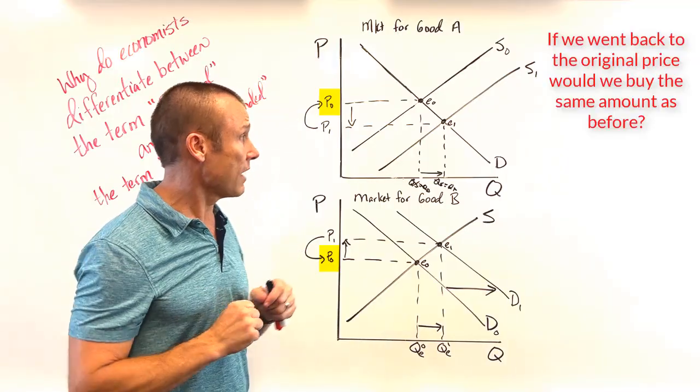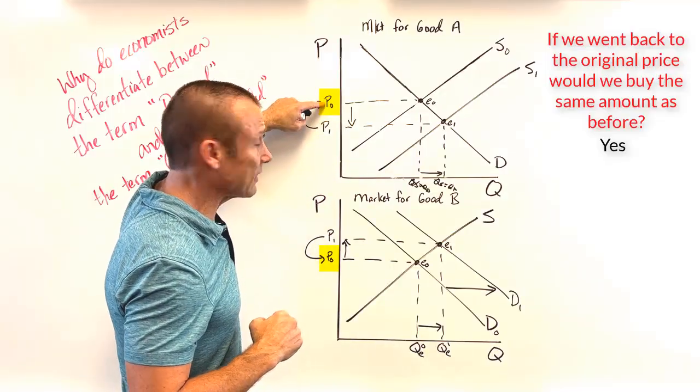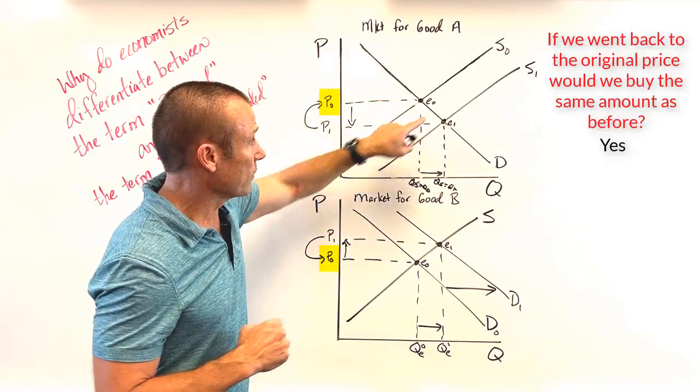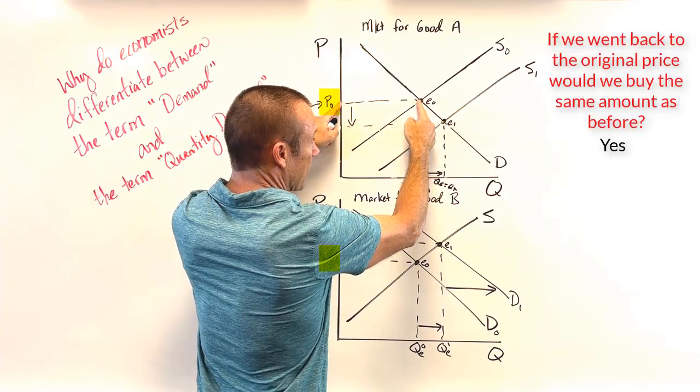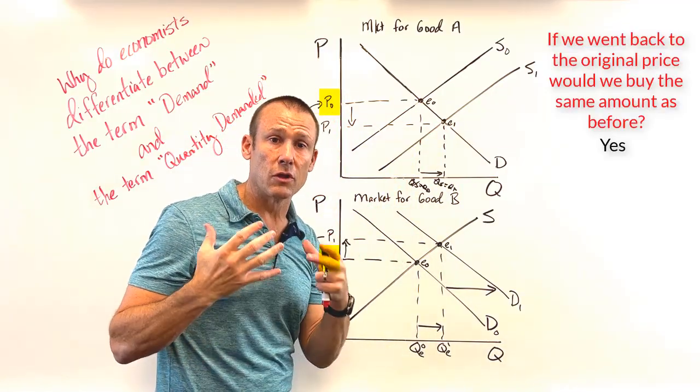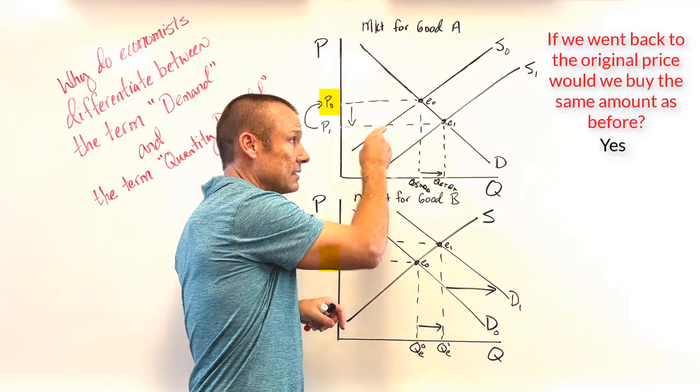The answer is absolutely, because demand has not changed. If the price went back to the original price, our quantity demanded would go from here to there. It would go back to its original amount, okay? Why? Because again, demand did not change.